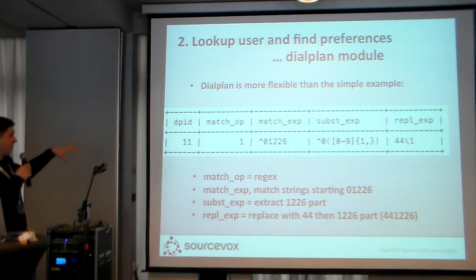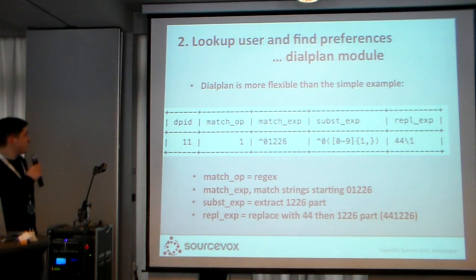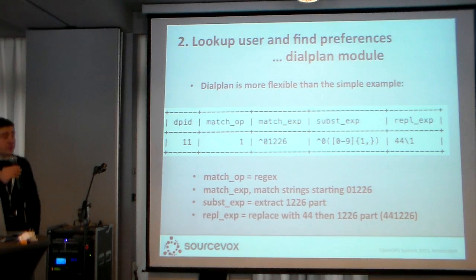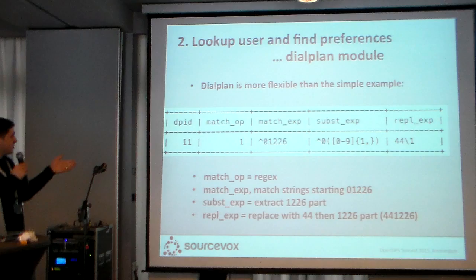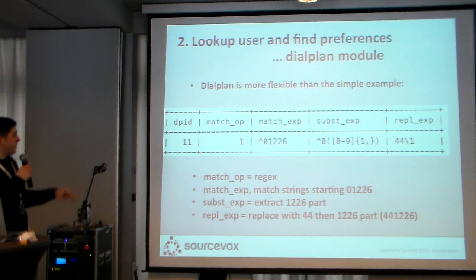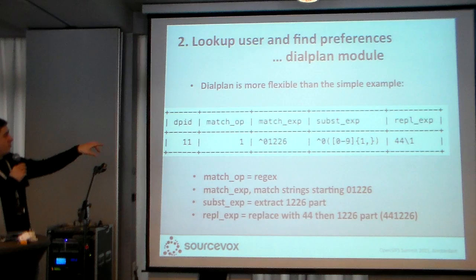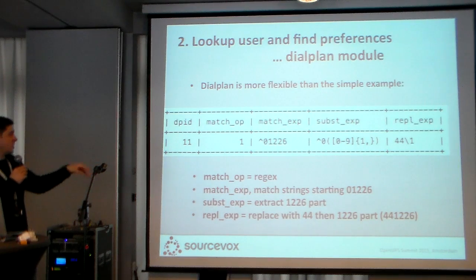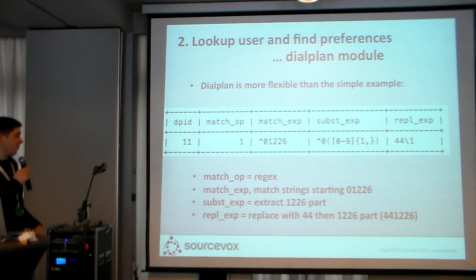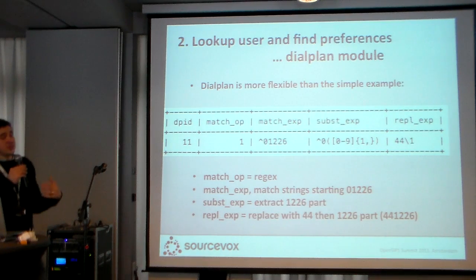So, and this is a completely unrelated example. We have dial plan ID 11. Match operation is 1, which means OpenSIPS will do a regular expression check. We have a match expression. OpenSIPS will check to see whether a string starts with 01226. A substitution expression. If the match expression matches, OpenSIPS can then go on and perform the substitution expression, which will give us the variables \1. And then we get the replacement expression out, which is the 0 removed and the 4 replaced. So it can be used to do very, very fast string replaces as well.